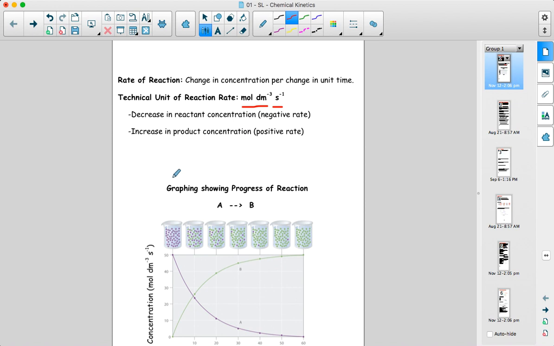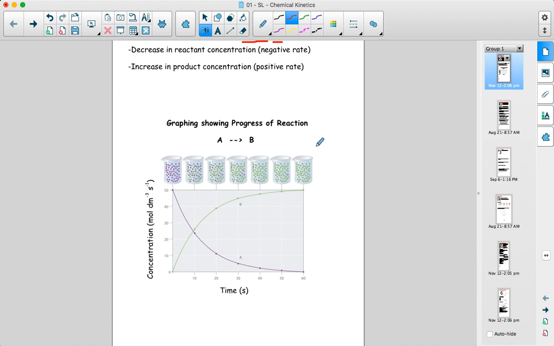So we can also look at it a bit more specifically. We can look at the decrease in reactant concentration per time, or we could look at the increase in a particular product concentration per time. And in those cases, we'd get negative rates of reaction and positive rates of reaction, respectively.